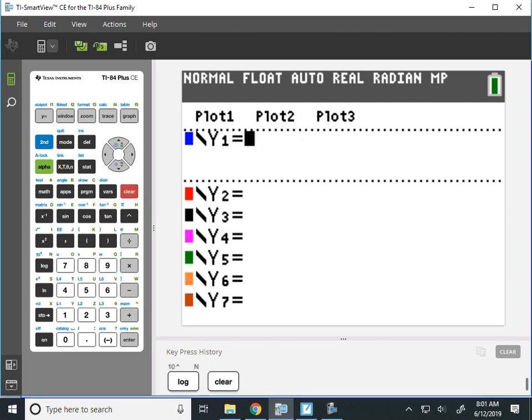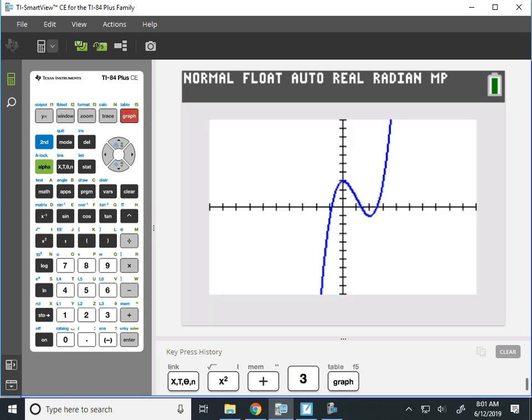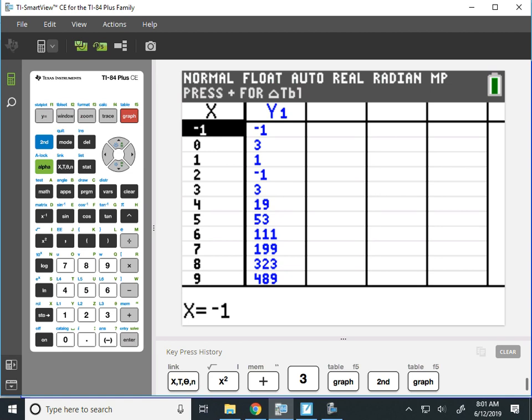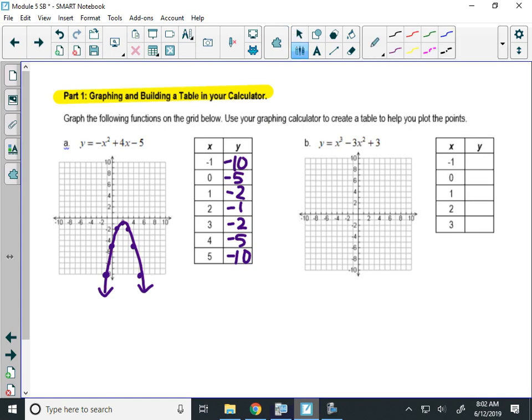Oops. Sorry, guys. There we go. Minus 3x squared plus 3. All right, now when I hit graph this time, this is a squiggly looking graph. That's what our cubic function is going to look like. Let's find the table by hitting second graph. And our table here is going from negative 1 to 3, so those top 5 points. So go ahead and copy those into our table on the paper.